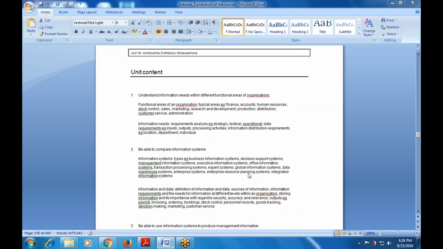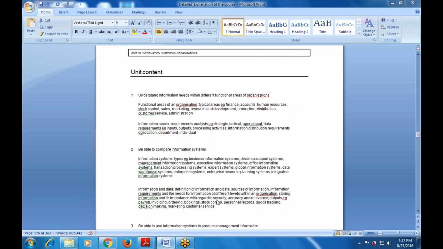Then sharing or storing the information and its importance with regard to security, accuracy, relevance, output, payroll, invoicing, ordering, booking. That may include whatever accurate result, whatever security is very relevant to the organization, very relevant to the output controls. That may include the payroll, invoice, ordering, booking, personal records, goods tracking, decision making, marketing, customer service. So these are the various information and data used to compare with the information system.